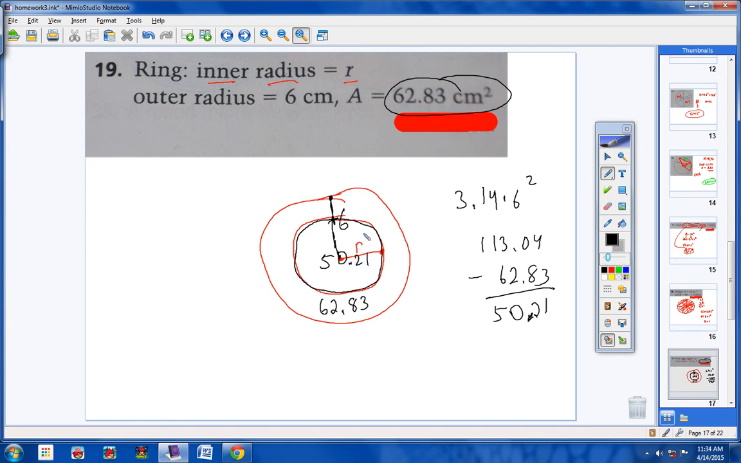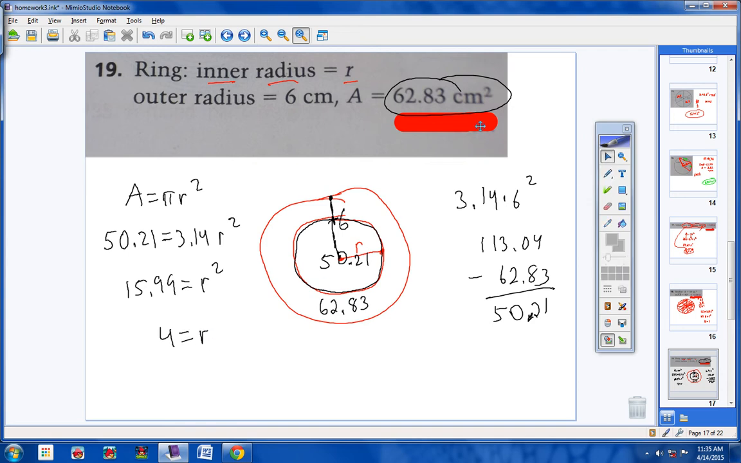So now I'm ready to solve for r. Remember, area equals pi r squared. So the area of the small inner circle is 50.21 equals 3.14 times radius squared. So I'm going to take 50.21 and divide that by 3.14, and I'll get 15.99. Now take the square root of both sides. Now we'll get approximately 4. So the answer hopefully is 4. Yes. Okay.